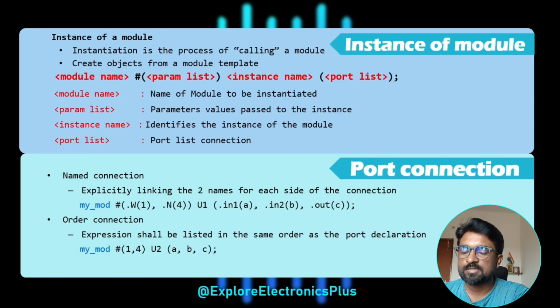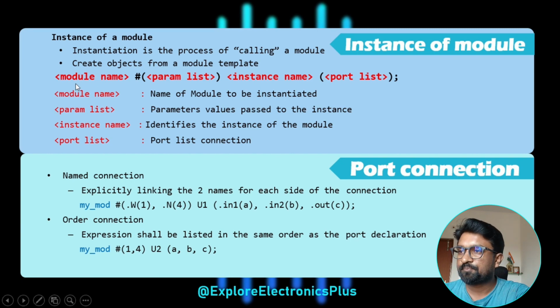Then comes instance of a module. You can use one module inside another module as a subcomponent. It is like creating a full adder using two half adders. So the half adder module you are supposed to design first, and you can make use of that half adder to design a full adder. You can see here the instance of a module, how it will be. Instantiation is a process of just calling a module from another module.